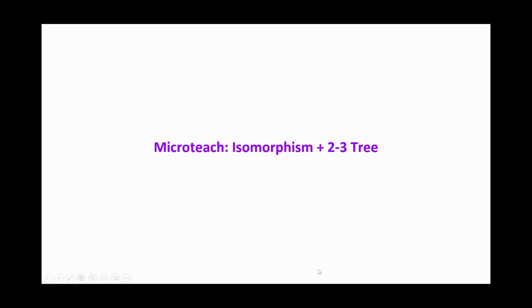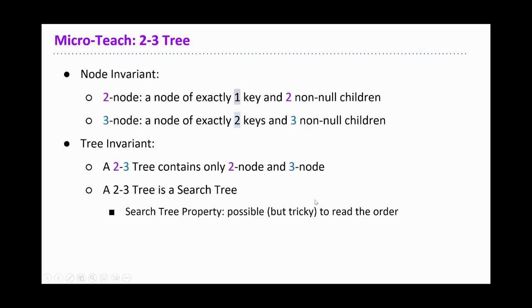Hey guys, so I'm gonna now go over the isomorphisms and 2-3 tree Microteach. So as always, we're gonna start with the invariant. What makes a 2-3 tree a 2-3 tree? This time we're gonna split it into the invariants for a node and the invariant for a tree.